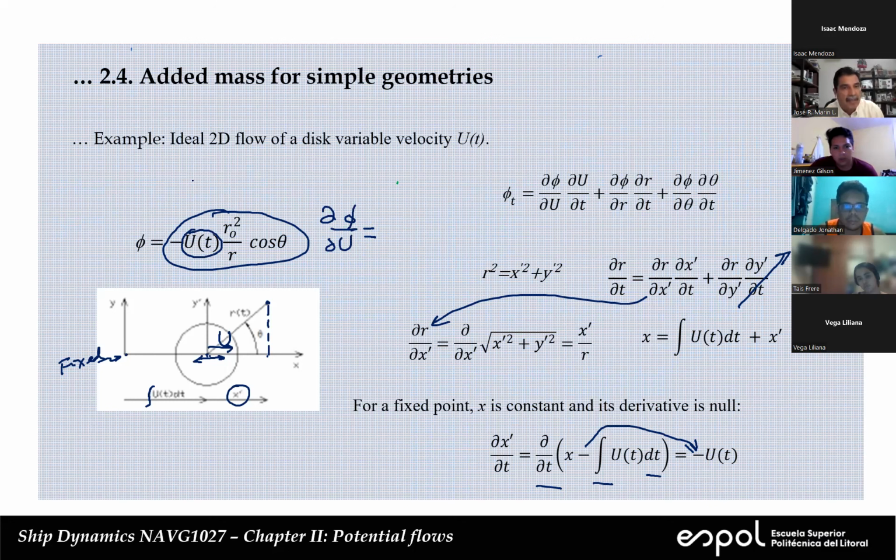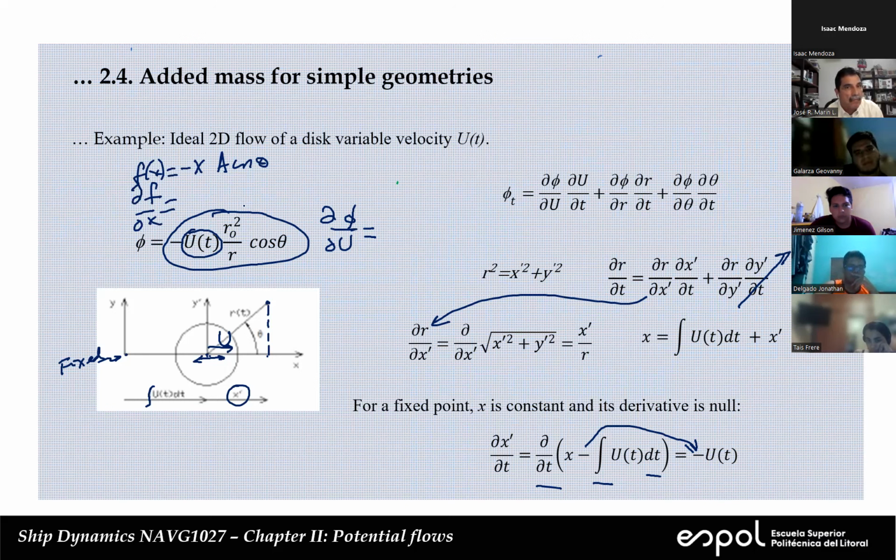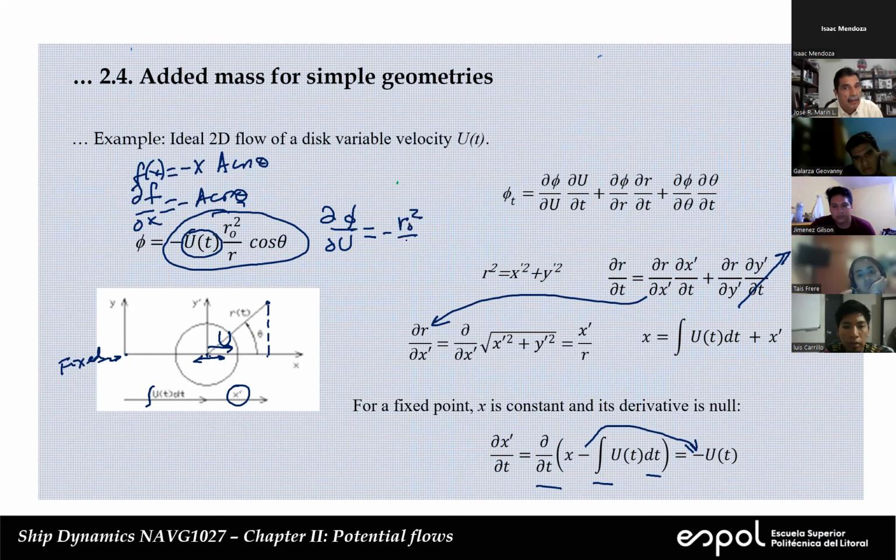It's like having, instead of this, let's suppose I tell you, minus x a cosine of theta. Let's suppose that this is my function of x. And I ask you, differentiate df with respect to x. What's the result of that, Mr. Carrillo? Minus a cosine de theta. Similarly, for this case, Mr. Carrillo, how much is dphi du? Minus r0 squared over r multiplied cosine theta. Yes.